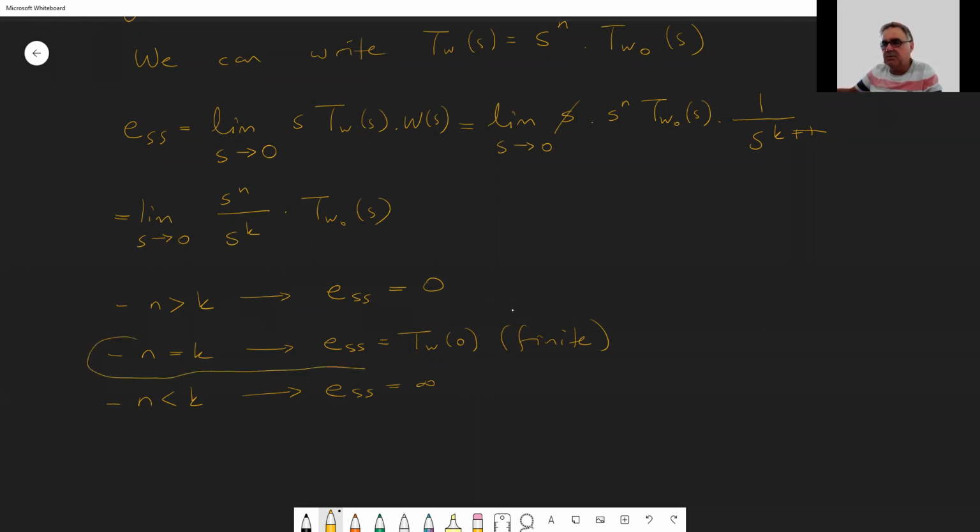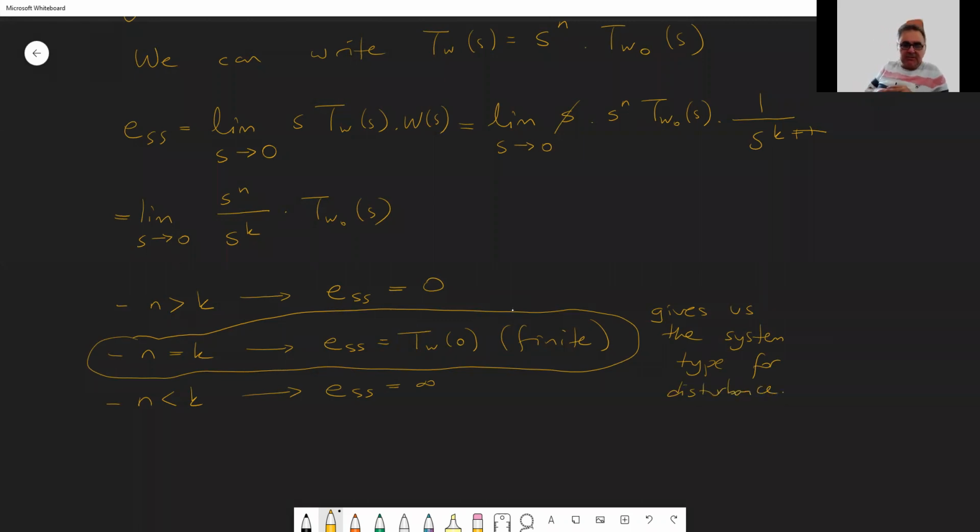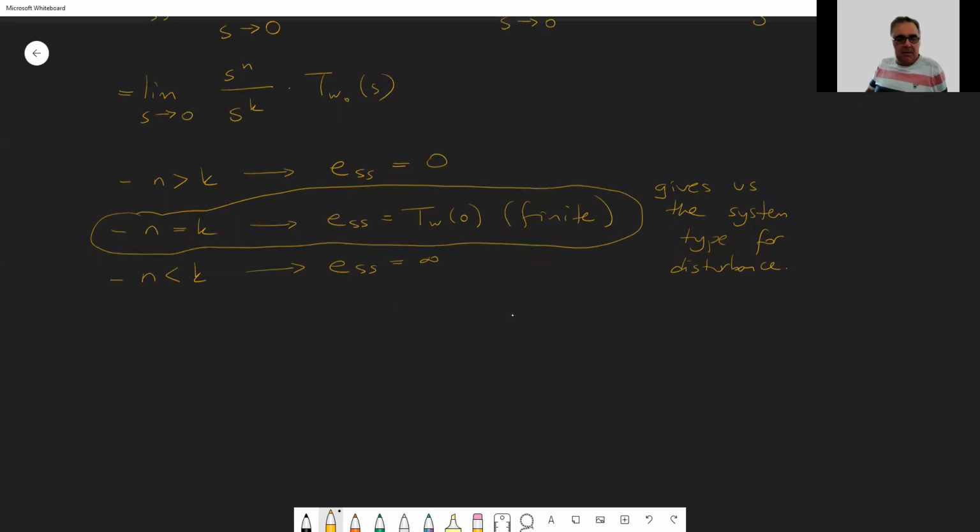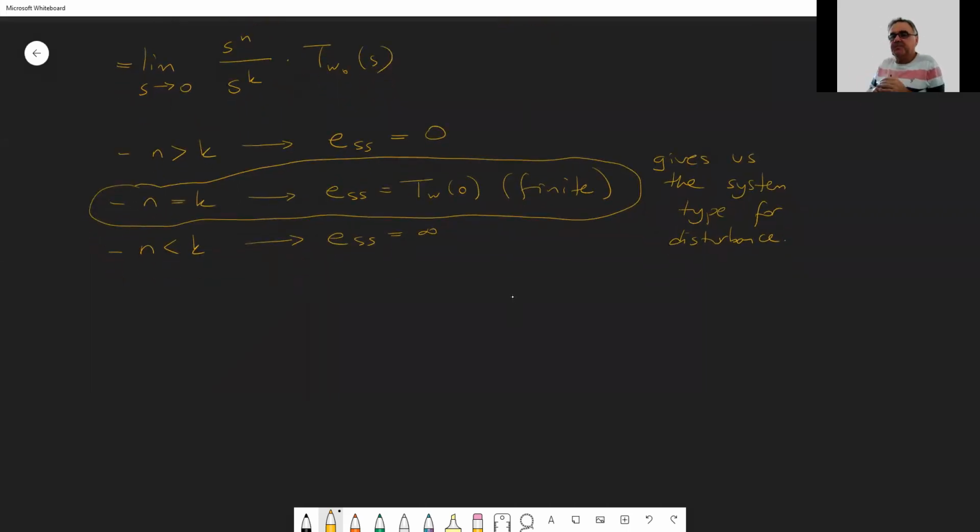This part is important because this gives us the system type for disturbance. So the system type is defined both for reference input and for disturbance, okay? And they might be different. They don't have to be the same. They might be different things, okay? Let me give you an example. That would be best understood through an example, I suppose.